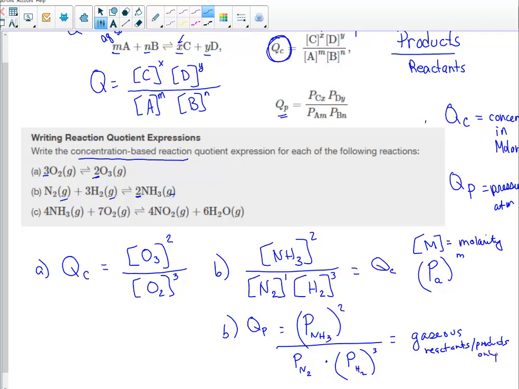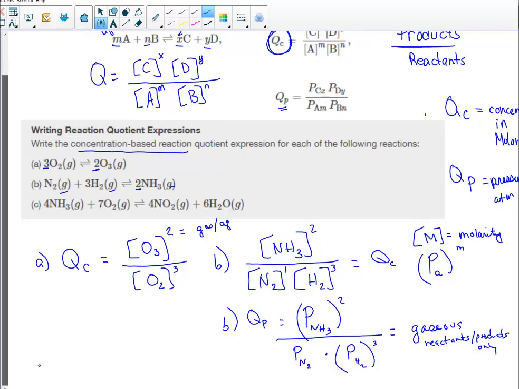And for these concentrations, you're looking at including just gases or aqueous solutions. They can have a molarity unit. So drop out any pure solid, any pure liquid from your equilibrium expression.